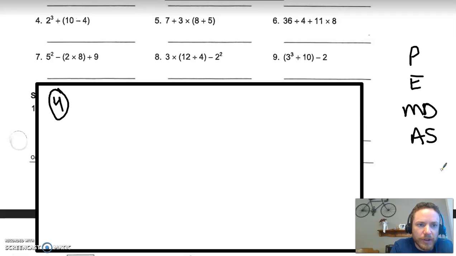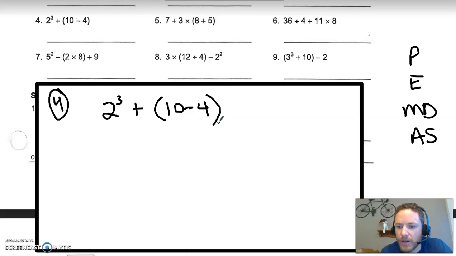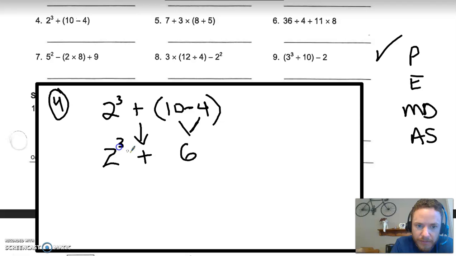I'm going to copy down my problem for number 4. It's 2 to the 3rd power plus 10 minus 4. And what I like to use here are these things called carets. And carets are an indication of what I'm going to solve first. And according to my order of operations, I need to do what's in the parentheses first. So I'm going to do 10 minus 4. And that's 6. And I want to point out to you that once I solve something inside the parentheses, I don't need them anymore. So I'm not going to bring these parentheses down. But what I do need to bring down is my addition sign and my exponent problem.